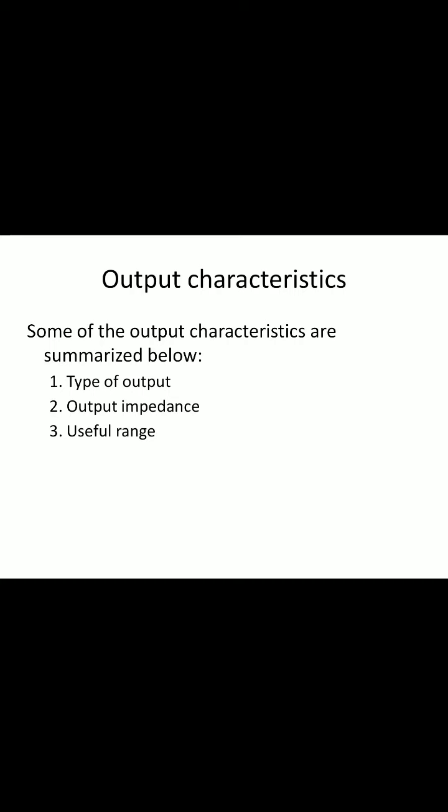Then the last one is useful range. The useful range of output. Sometimes the output will be connected to a loudspeaker, or sometimes it may be connected to an amplifier in the case of microphone. So based on these two applications, based on these two succeeding stages, the range of output will be different. So that is all about output characteristics.